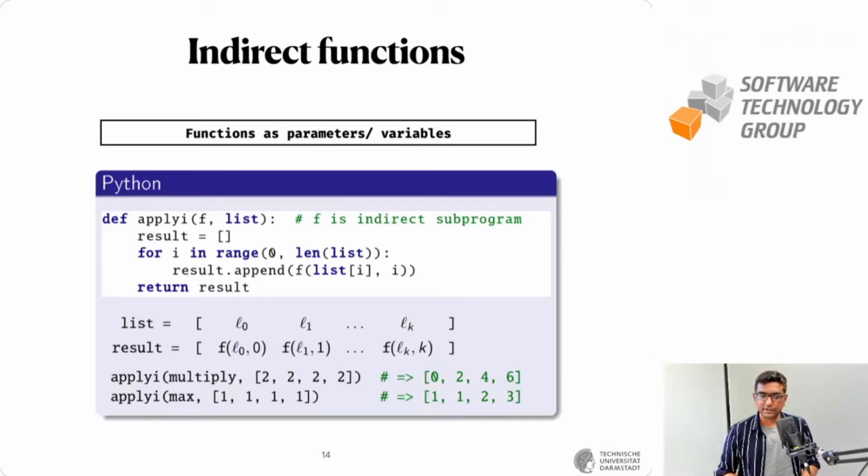The next invocation of applyI uses the function max, and you provide 1, 1, 1, 1. Essentially it compares each element of the list with the offset and returns whichever one is the maximum. So the first two values are 1 because the first two offsets are 0 and 1, and 1 is the maximum of 0 and 1. But every other time it's just going to return the offset because every other offset is greater than 1. So here is an example of indirect functions and how it is supported in Python. And these are powerful mechanisms too, depending on what kind of computations you want to perform.